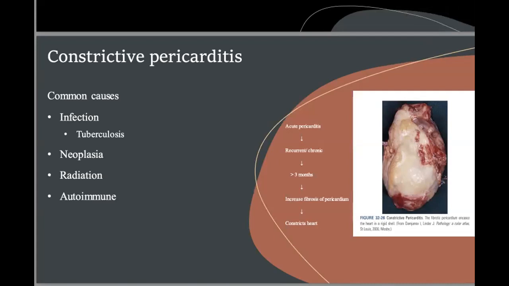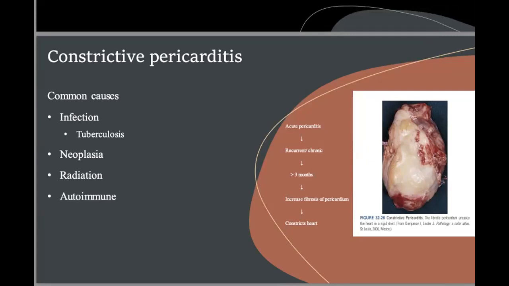In the part you can see in the picture, I will read it for you in case you can't see it well. The fibrotic pericardium encases the heart in a rigid shell. So what happens is that we have a very rigid, tough, fibrous and inelastic shell which constricts the heart. And if we have this heart being constricted, then obviously we have less ventricular filling going on, less cardiac output, and that will lead to a lot more complications, which we're going to talk about.